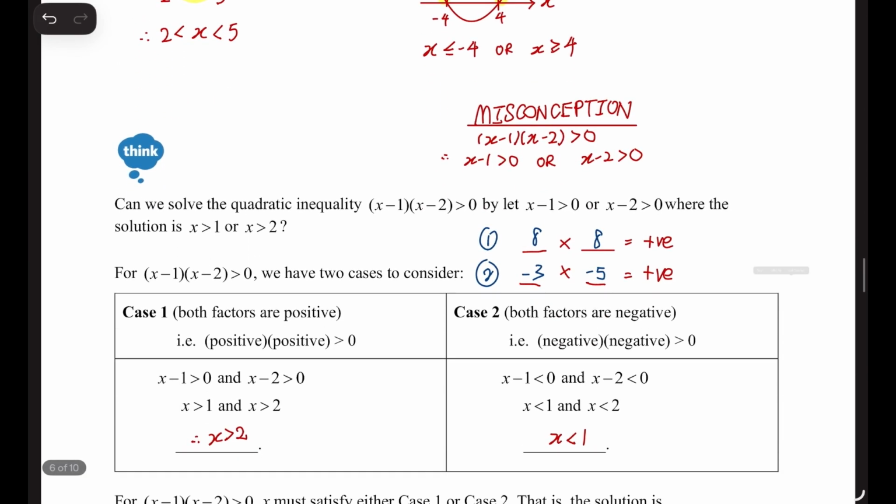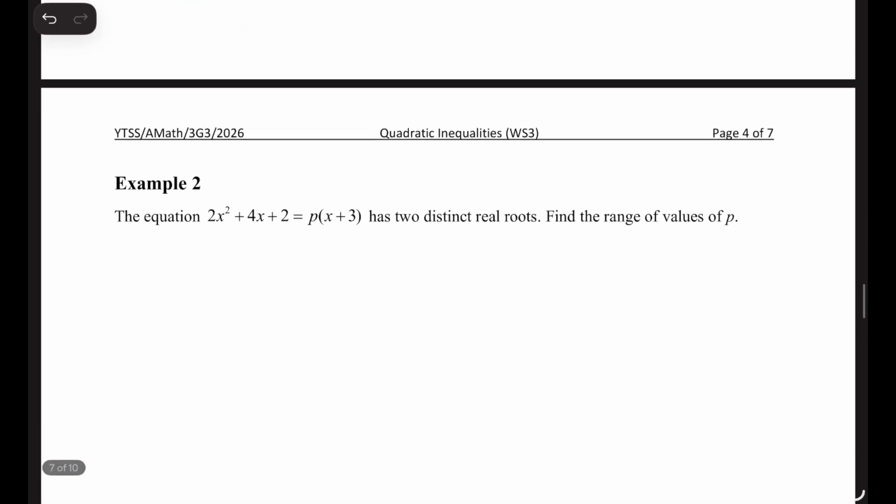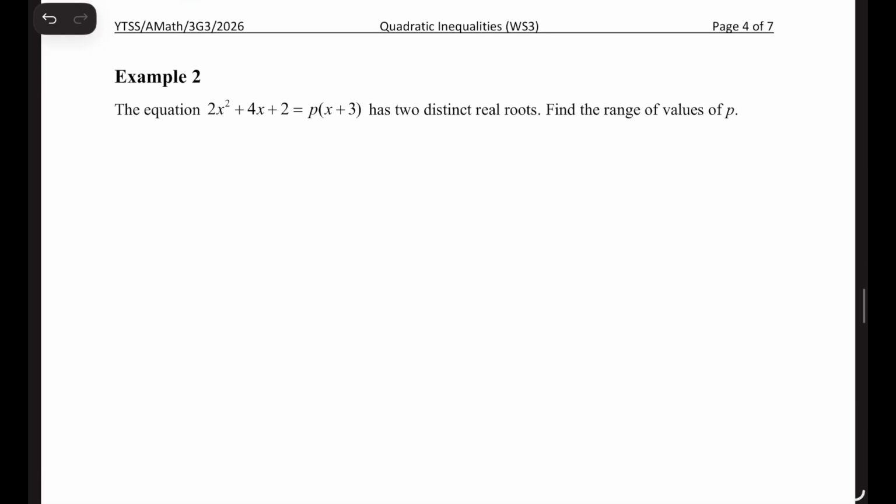Okay? So this is a big misconception. Remember this because people commonly make such mistakes. Alright, so now let's continue on. Let's look at example number 2. This is when things will start to get familiar with what we have learned previously.